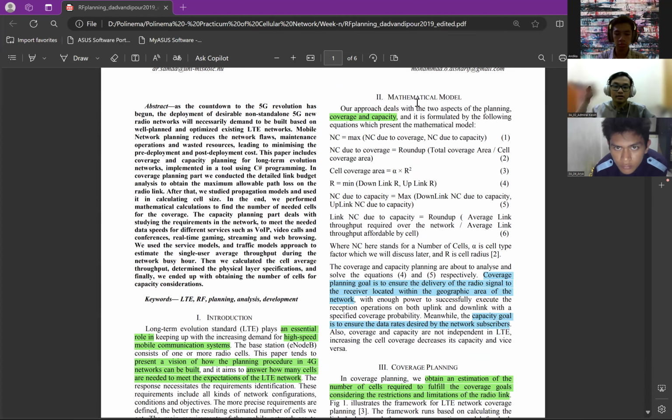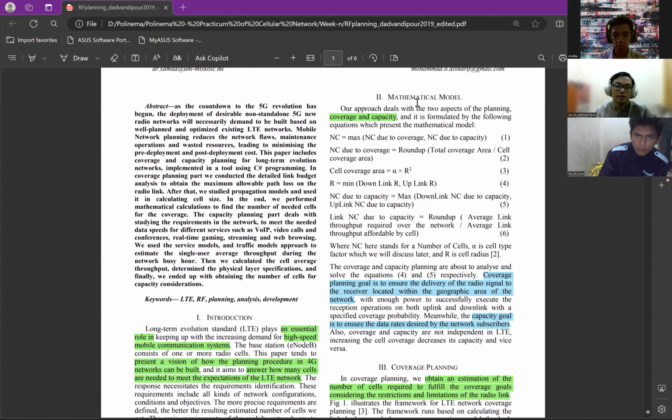The first is overall NC, or equation 1. It takes the maximum value between the number of cells required for coverage, NC due to coverage, and the number of cells required for capacity. And the next is NC for coverage, equation 2. This calculates the number of cells needed to cover the entire area.